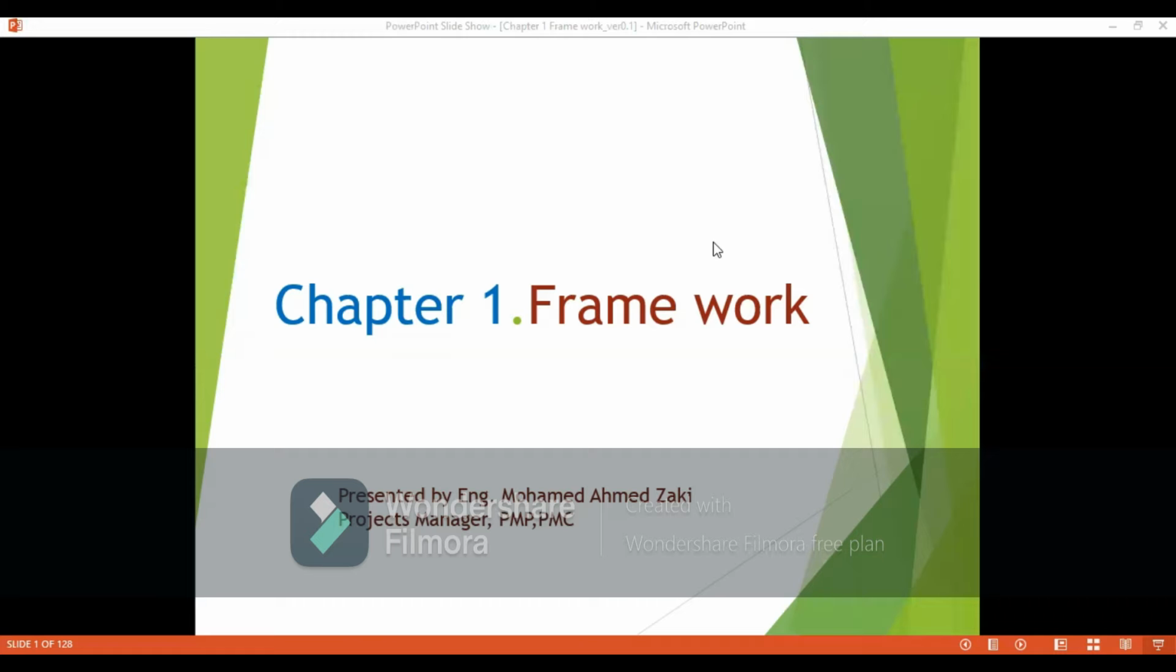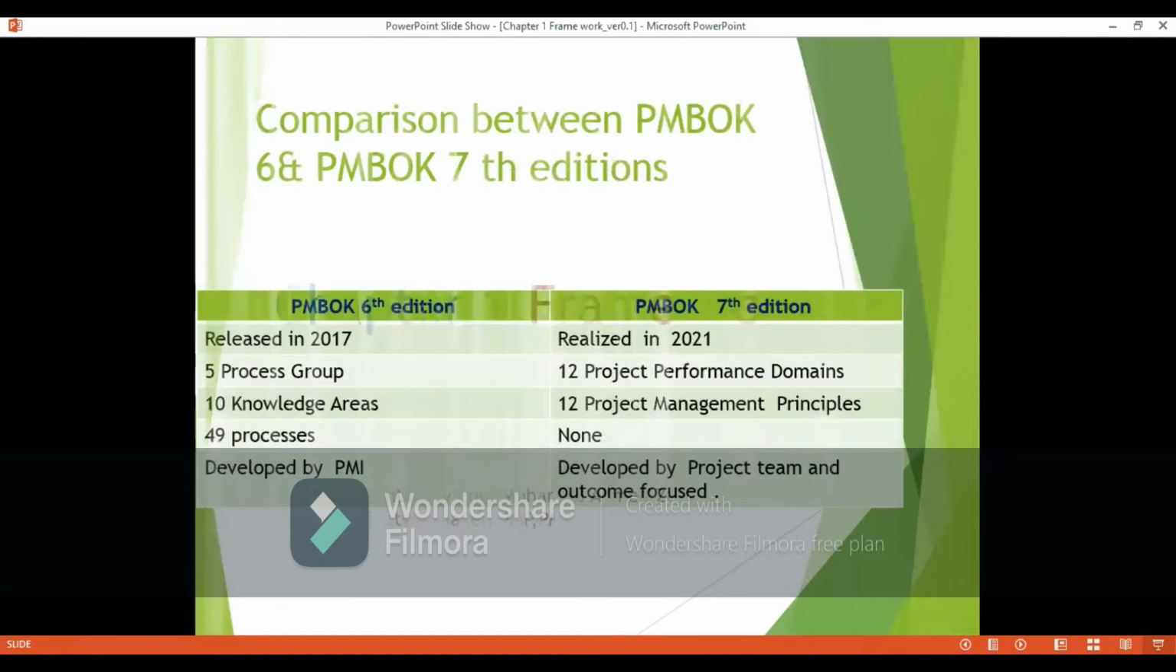So we're going to be starting first of all by talking about the difference between the sixth edition and the seventh edition. What differences do we have for the 2022 exams? First of all, you need to know that the sixth edition was released in 2017, while the seventh edition was released in 2021.